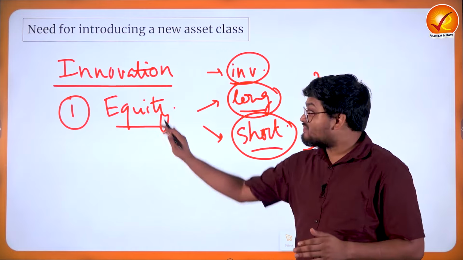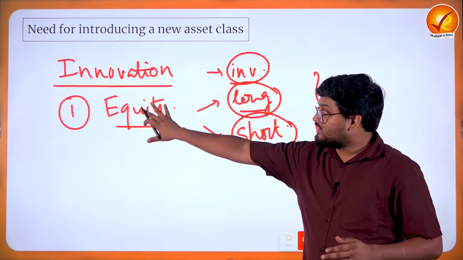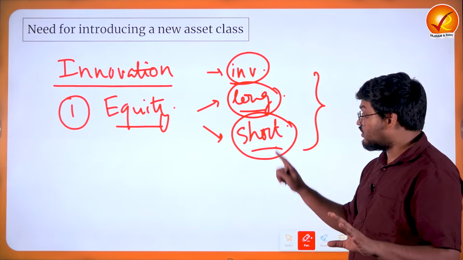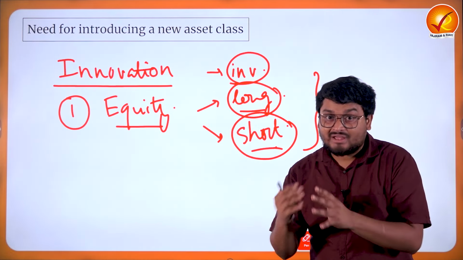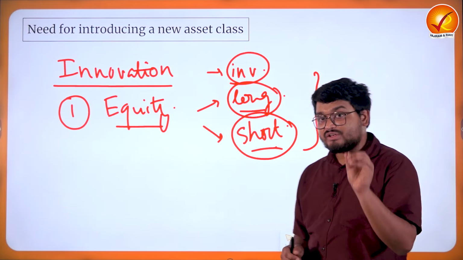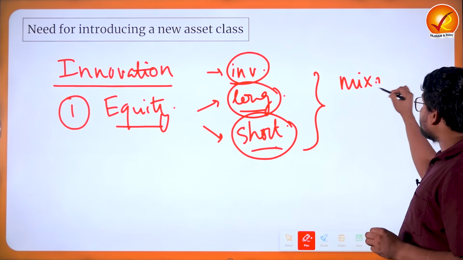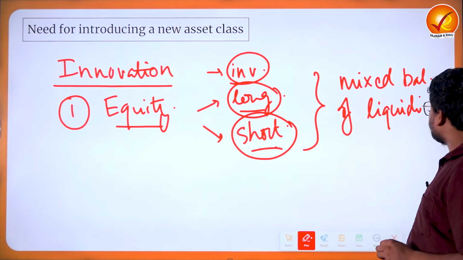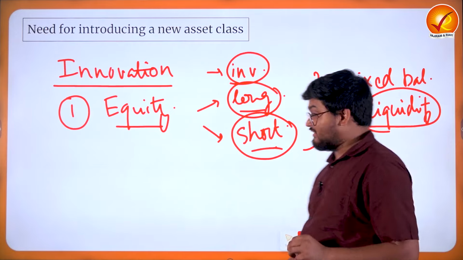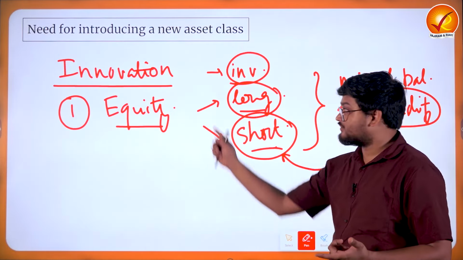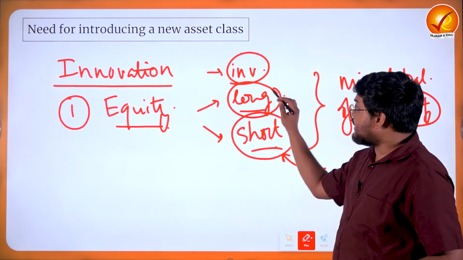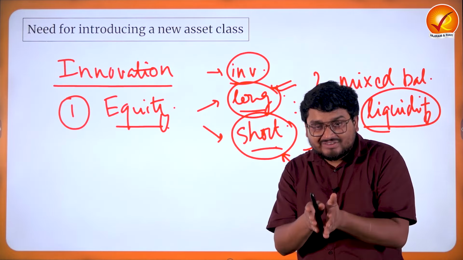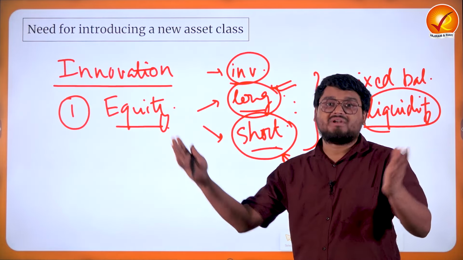So SEBI is trying to promote a mix of both long and short equity options in this asset class, right? The long means that you are holding a particular stock for a longer period of time, and short means you are holding a particular equity for a shorter period of time. This will also give a mixed balance of liquidity in the stock market. That means easy money can flow into the short options of equity futures, and the long equity innovative options can have a particular set of assets which will be stretched over a long period of time.